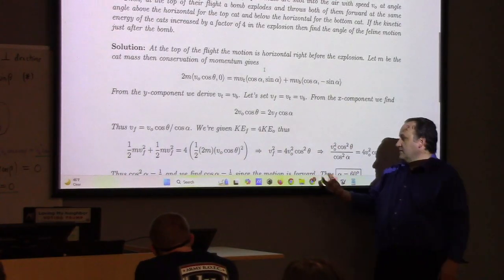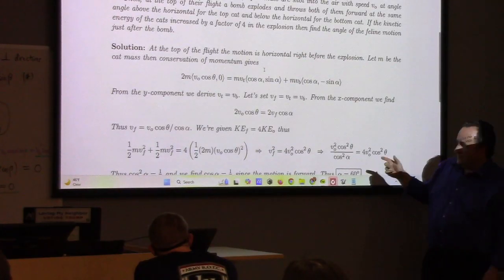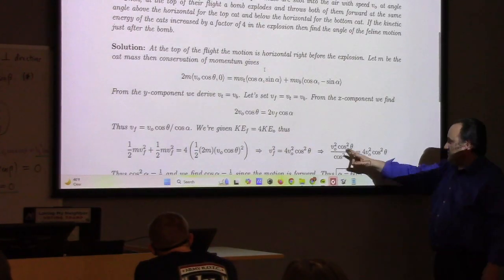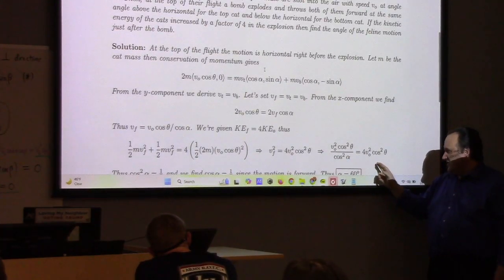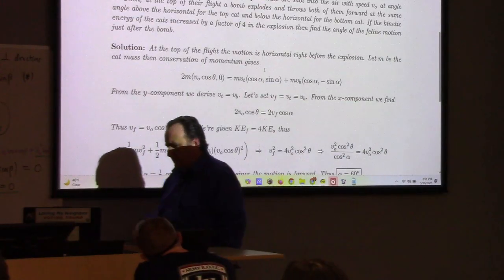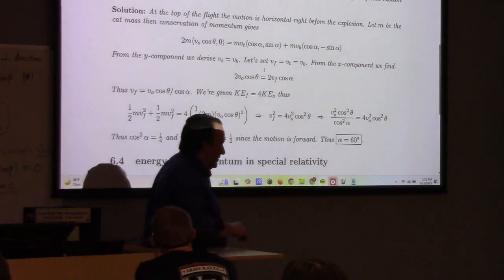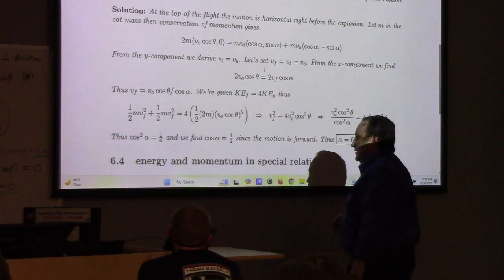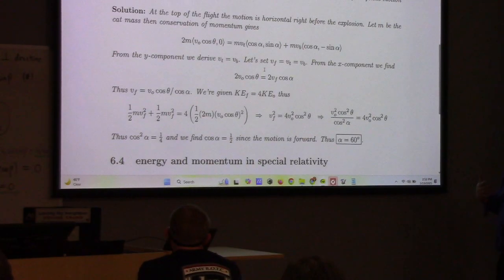And that gives me this, which then gives me that, which apparently, if I do algebra here and cancel the cosine squared theta and cancel the v naught squared, looks like I get cosine squared alpha is 1/4, which means that cosine of alpha is 1/2 because of the geometric origin of this term. It's got to be positive 1/2 there, since the motion's forward, as I said, thus 60 degrees.